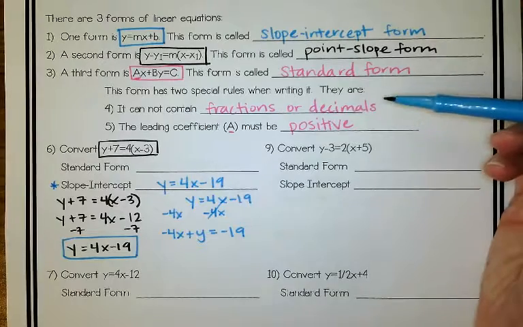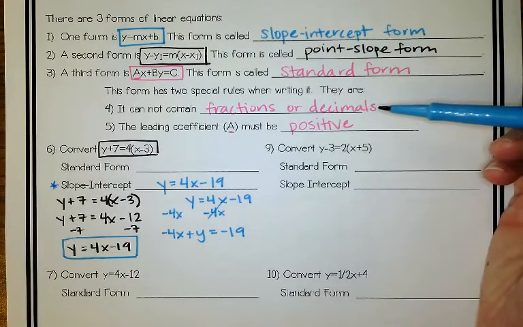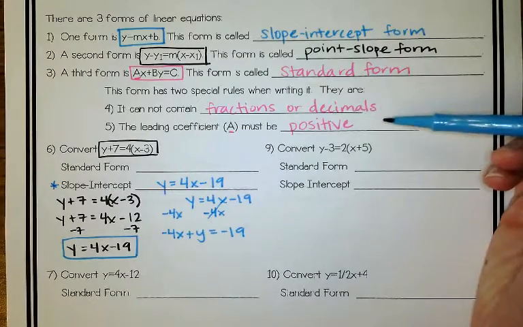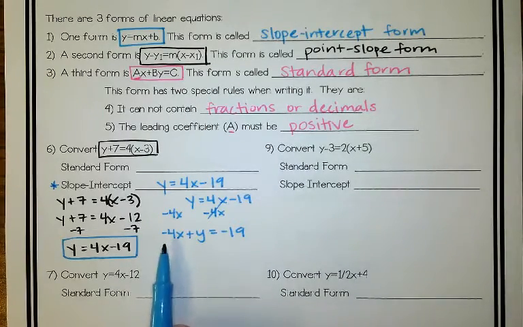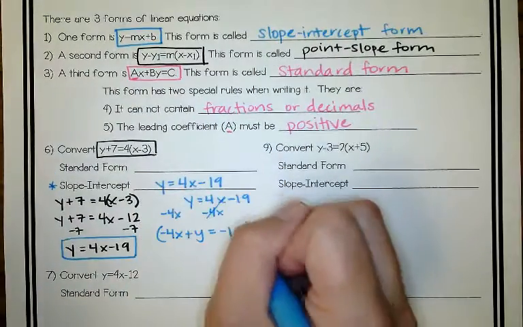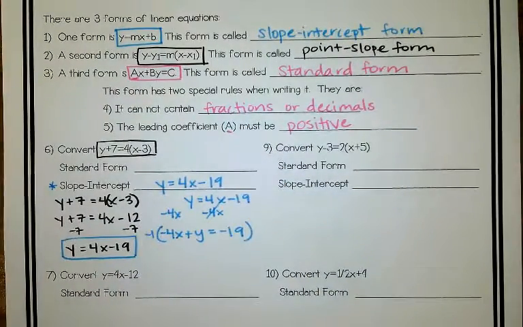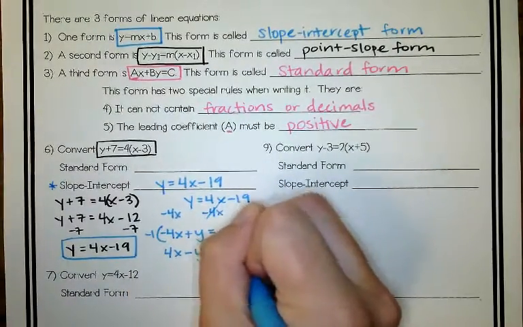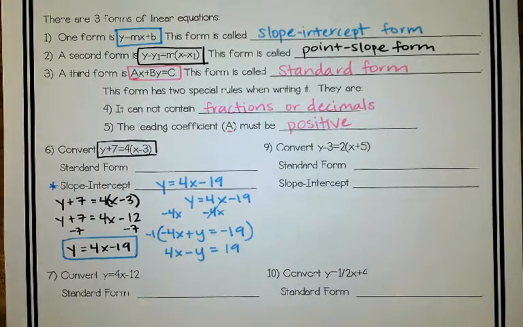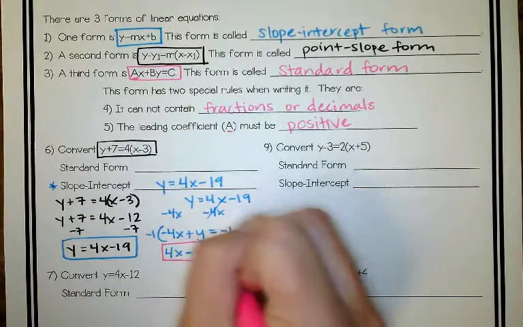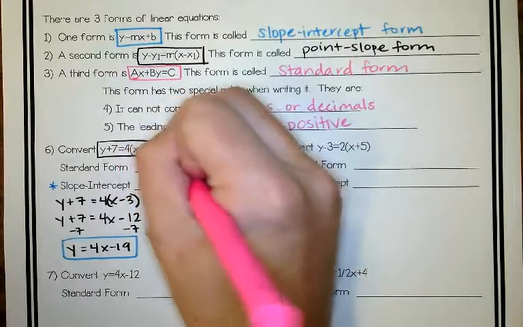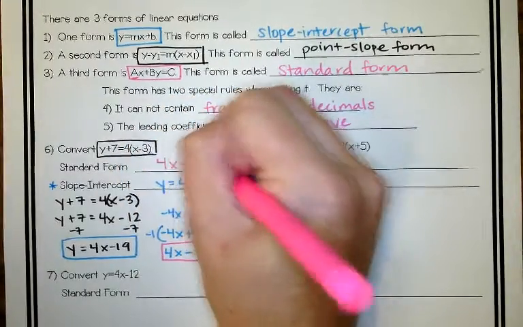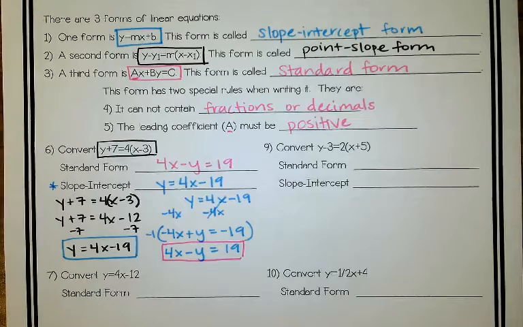So let's see here. Does this one contain fractions or decimals? No, so we're good. Is that leading coefficient positive? No. So how we fix that is we're just going to multiply everything by negative 1. Are y'all good with that? Or I guess you can also divide by negative 1. So that becomes positive 4x minus y equals 19. So this right here is my correct standard form. So 4x minus y equals 19. Do y'all feel good about that?